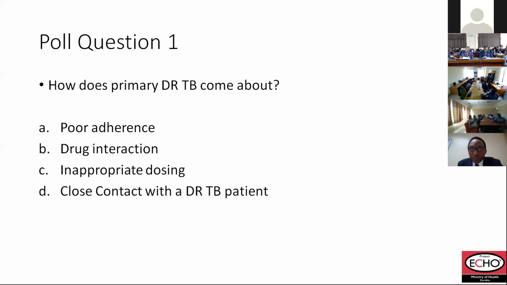Yeah, so we will talk about these at the end. I'm going to end the polling at this point. So you have a few more that feel it's poor adherence. No one thinks that drug interactions can lead to primary drug resistance. You have 0 people thinking it's inappropriate dosing, but you have a few people thinking poor adherence can cause primary drug resistance, and most people think it's close contact with someone who has drug-resistant TB.